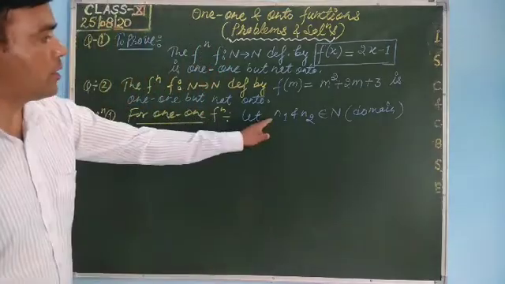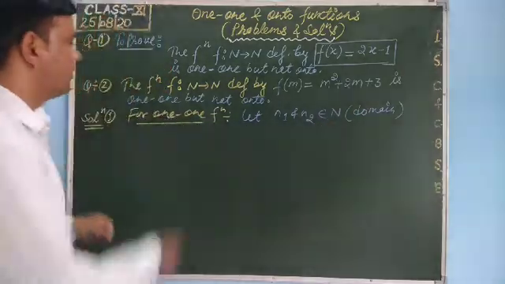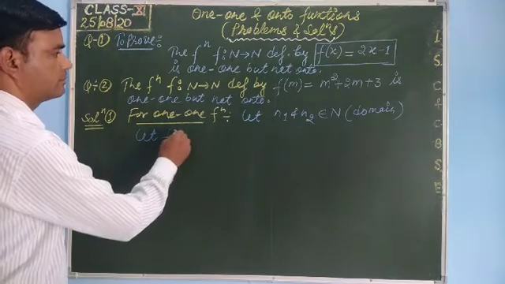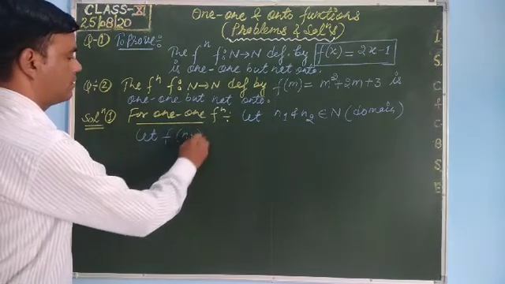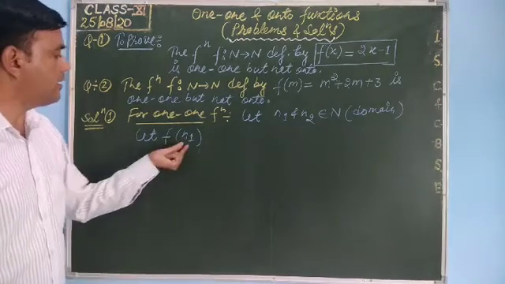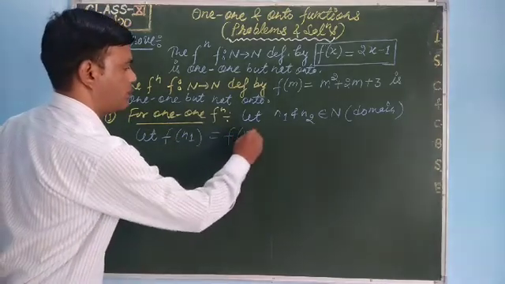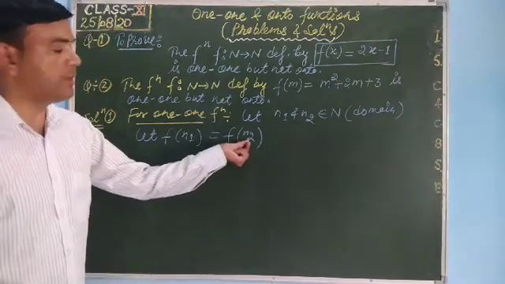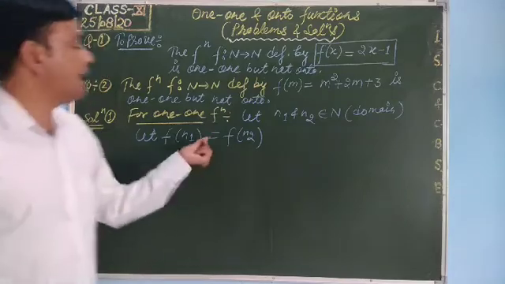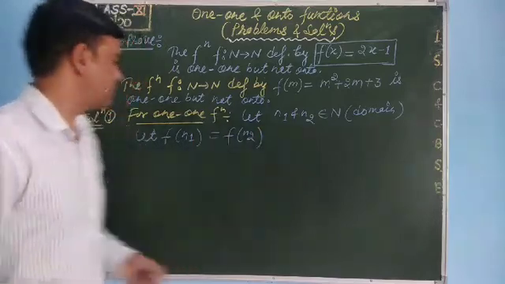Okay, so for these two elements, suppose these are the elements of domain here. So let f(n1), it is the image of n1, be equal to f(n2), the image of n2. If the images of n1 and n2 are same, then we have to prove that n1 must be equal to n2. It means for same image the elements should be same.